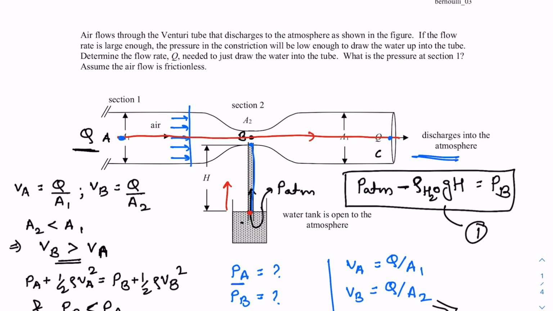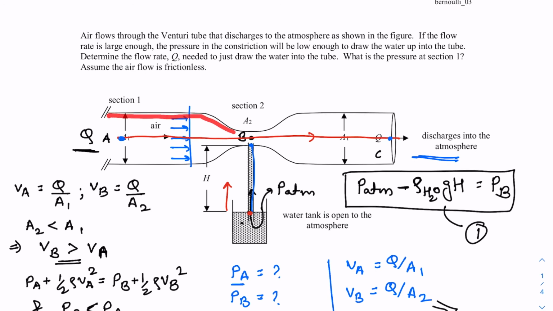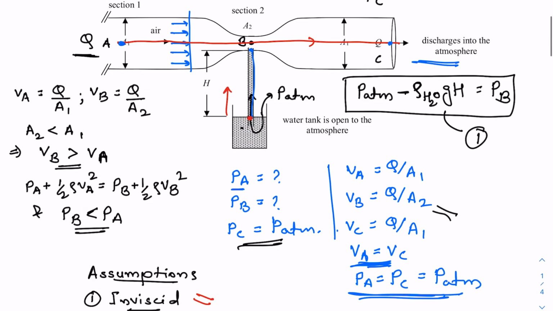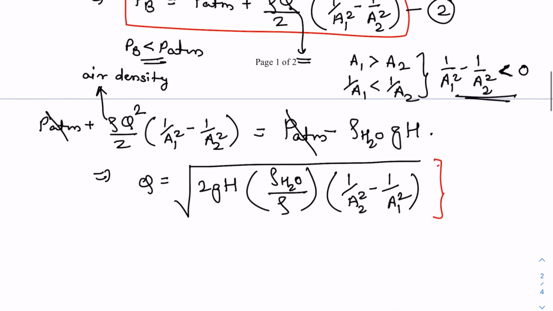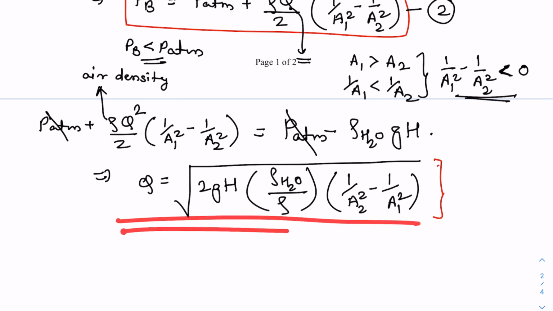That's because we are neglecting any viscous losses while applying Bernoulli equation. But in real life, there are viscous losses due to the friction between the air and the pipe walls. Because of that, you will need a higher pressure at A than pressure at C to make the air flow. But since we are assuming it to be inviscid, the pressure at A and C are equal. So that's it for this problem.